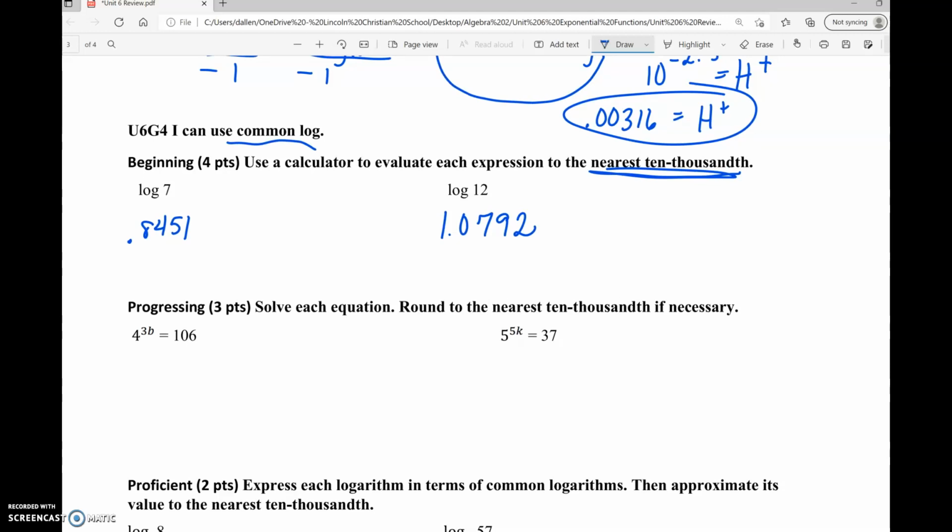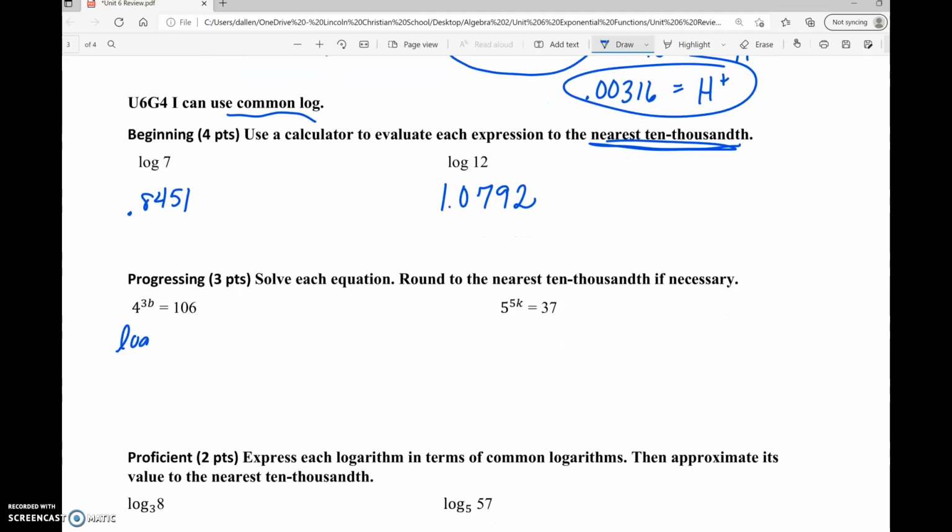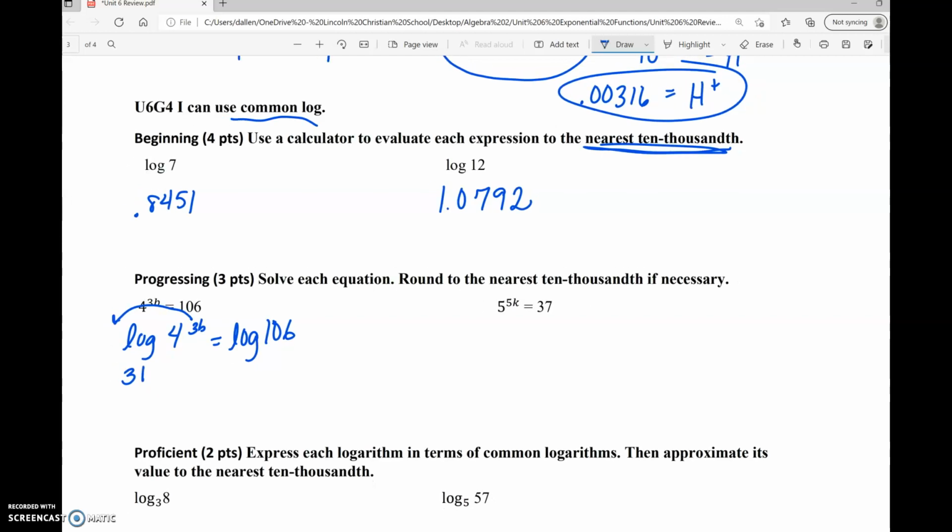Right? On this one, we're using common log. So we are going to take the log of both of these, because we cannot write this 106 as 4 to a power. So I'm going to take the log of both sides. So log 4 of 4 to the 3b equals log 106. So I haven't changed anything because I could easily cancel those off. And then the 3b I'm going to put out front. So we're kind of expanding out these logs. So 3b log 4 equals log 106.